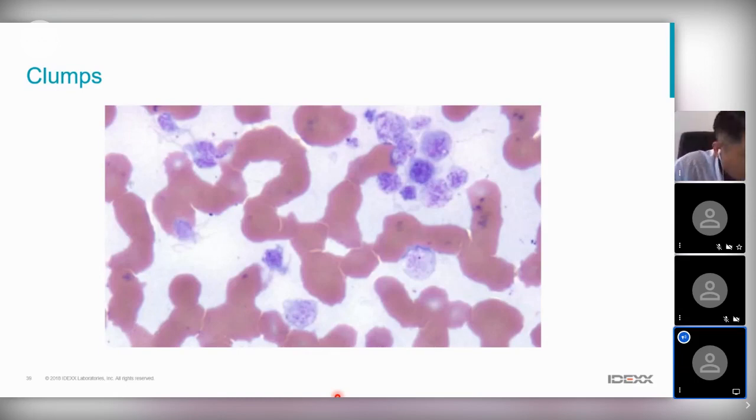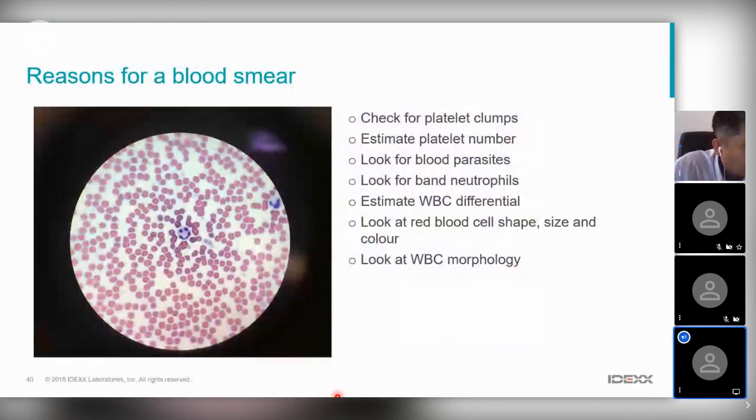Okay. So that takes us to the point of the reasons for doing a blood smear. The blood smear helps us to check for platelet clumps, it helps us estimate the platelet number, as well as helps us to see blood parasites. If there are some intracellular blood parasites present here, you can see on the slide, I've made it smiley, so you can see the blood parasites like this.